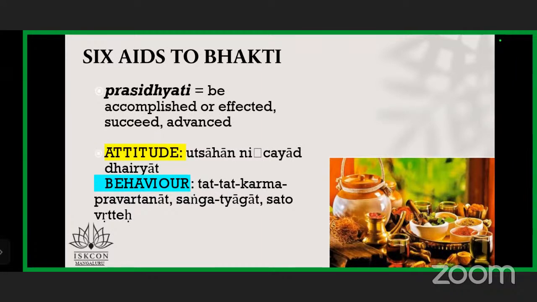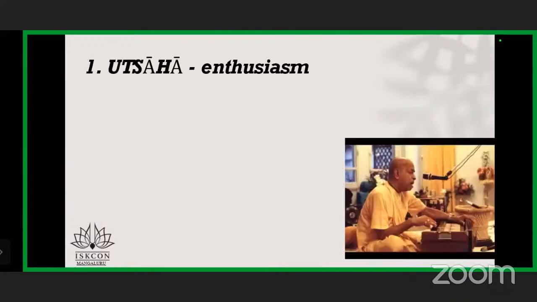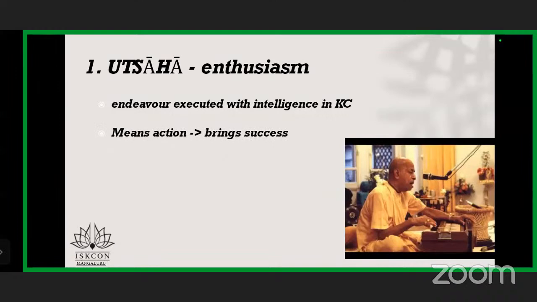Then come the six aids of Bhakti, that is, Prasidhyati, which will advance you in devotional service. The attitude: Utsaha, Nishchaya, Dhairya, and behavior should be Tat Karma Pravartanat, Sangatyaga, and Sattovritte. So now first is Utsaha, enthusiasm. Endeavor executed with intelligence in Krishna consciousness. So our execution of Krishna consciousness should be with intelligence, not just emotional. People think that we are just emotional fellows, but actually in Krishna consciousness, we should not just be emotional. Oh Krishna, not like that.